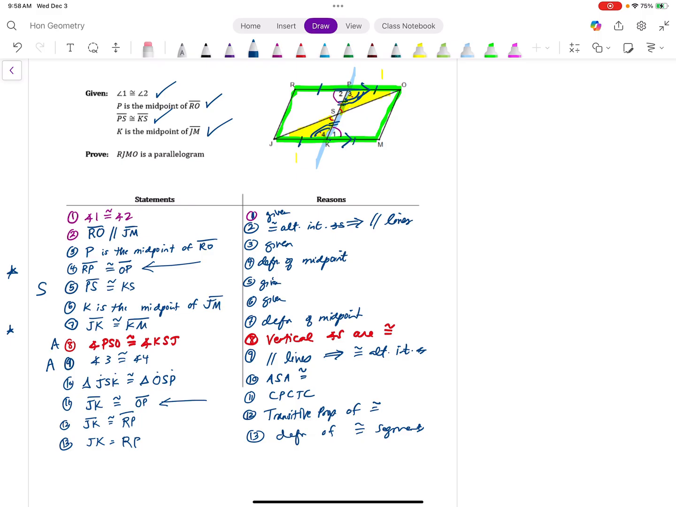here, I did go back. No, I used this one. I need to keep it. JK and KM.